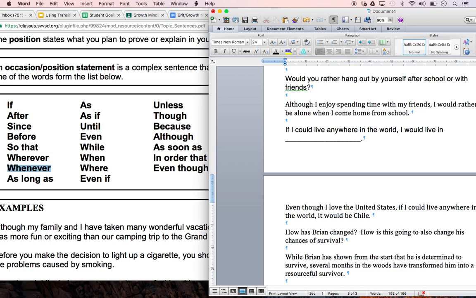And again, I can always go back and change it and make it better. But all three of these are occasion position statements because they're basically just complex sentences. And they all start with a white bus word. This one starts with while. This one starts with even though. Over here, I started it with although.